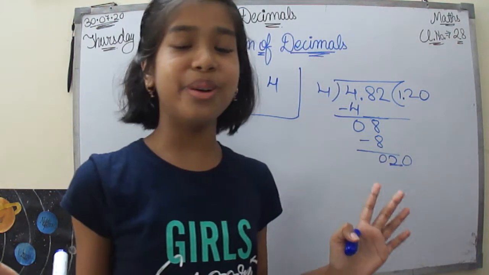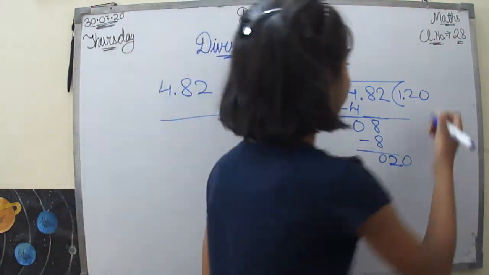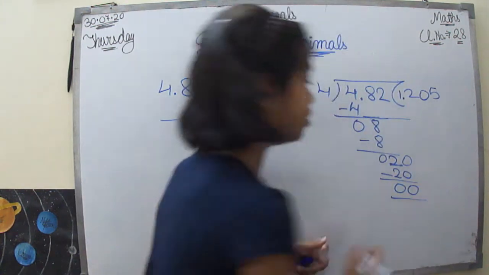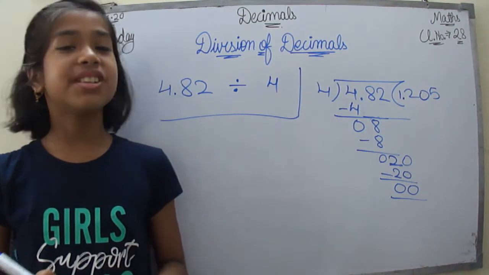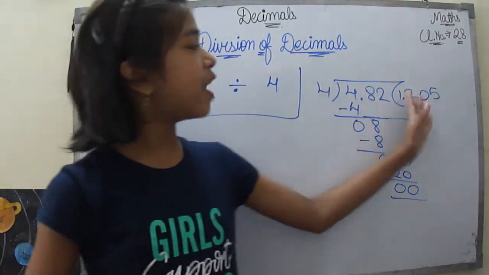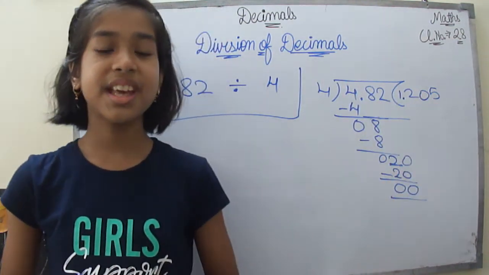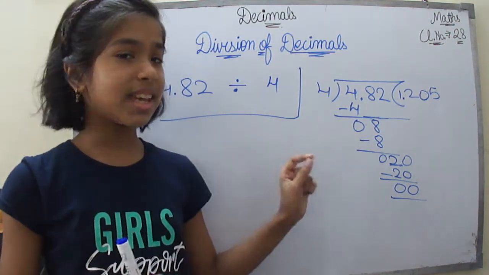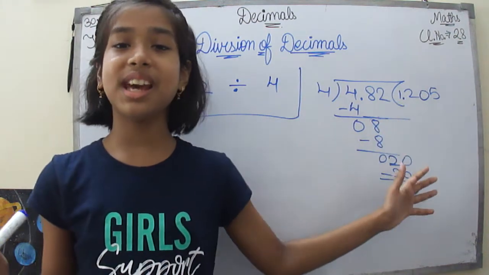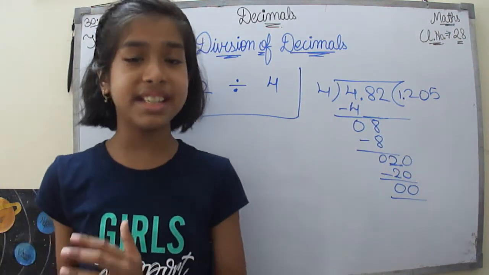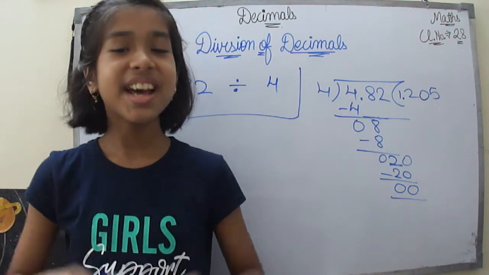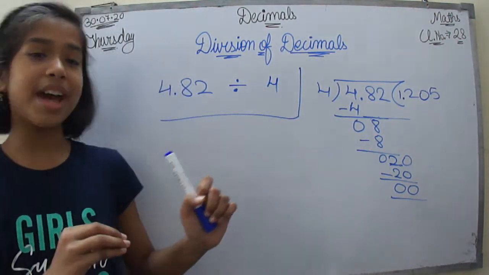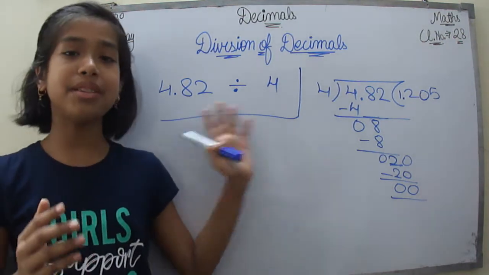Now let's continue. So let's put a 0 here. So we all know 4 into 5 is 20. And here our division ends. So the right answer is 1.205. Here we had also seen a very interesting thing, that this answer is basically a terminating decimal number. So now I hope that this is clear how to divide a decimal number by a whole number.